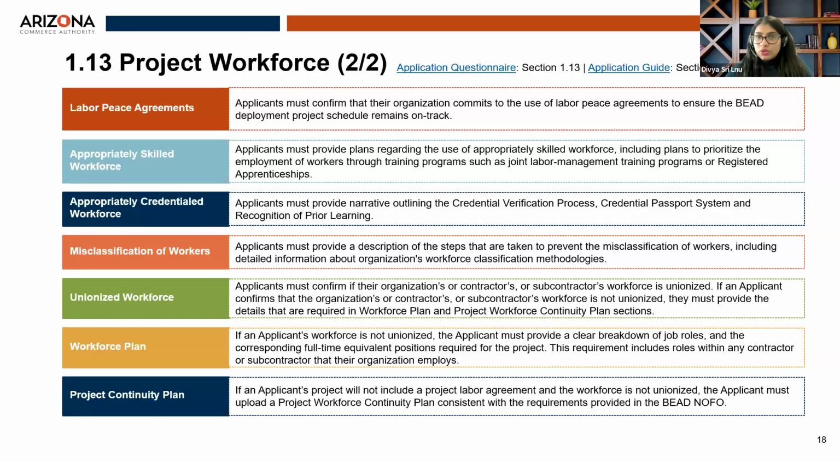And the other one following that is a unionized workforce. Applicants will be required to indicate if the applicants or the subcontractors' and contractors' workforce is unionized. If not, then they will be required to provide the workforce plan and the project continuity plan. The workforce plan would include a clear breakdown of the FTE roles and the required certifications and relevant skills that the applicant would be looking for. And the project continuity plan is basically describing how they will ensure the supply of a skilled and credentialed workforce throughout the project.